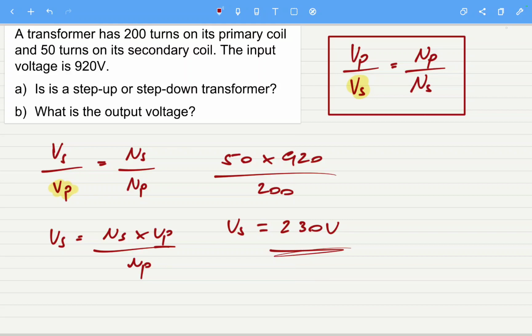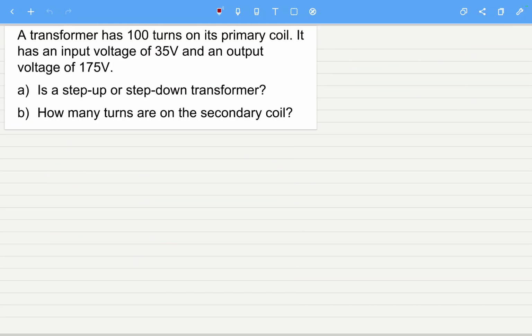All right, let's try another one. If you want to pause and have a go at this one: a transformer has 100 turns on its primary coil, input voltage of 35 volts, and an output voltage of 175. Is it step up or step down? It's going from 35 volts to 175 volts, so it's stepping up in voltage, so it's a step up transformer. Then we just need to calculate how many turns are on the secondary coil.